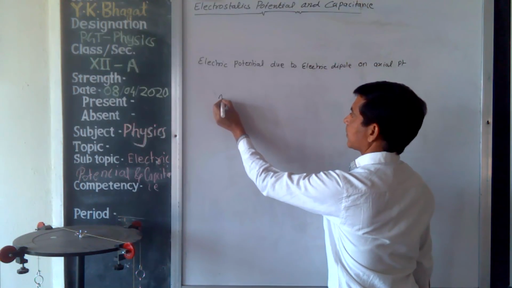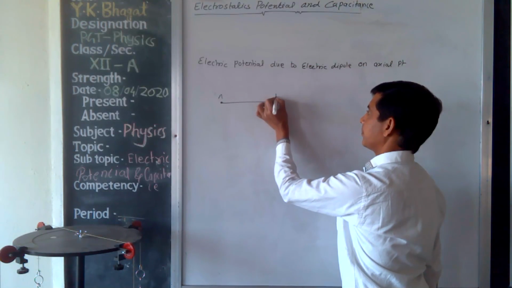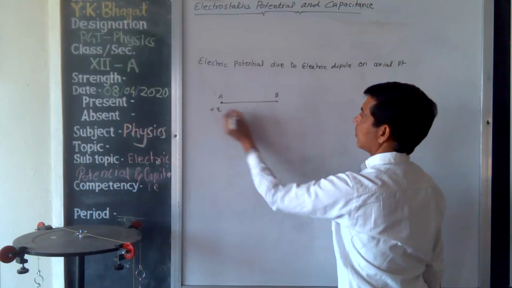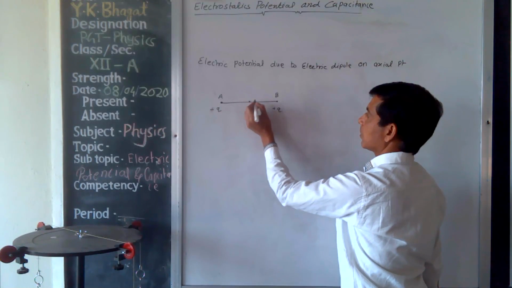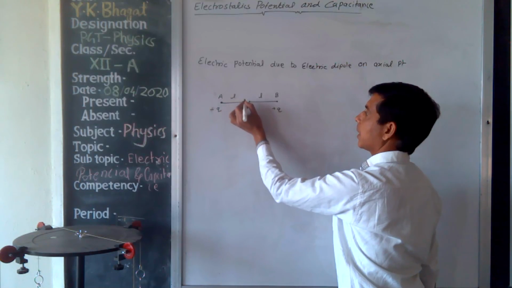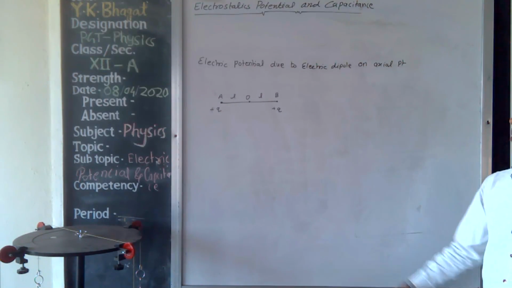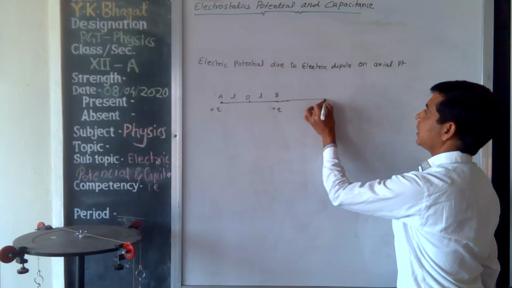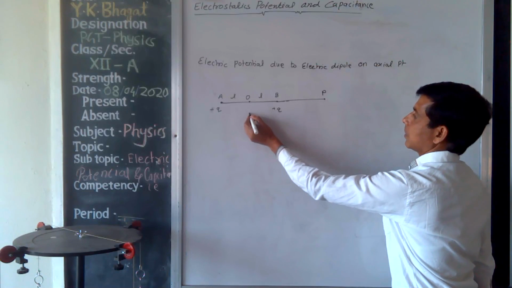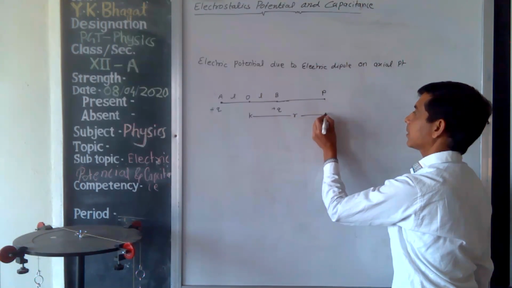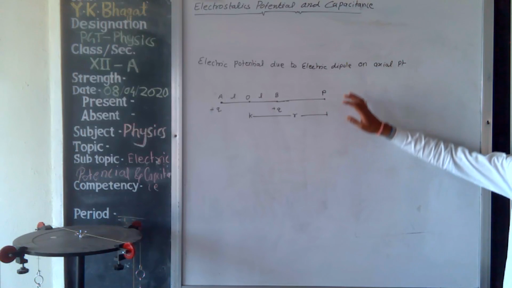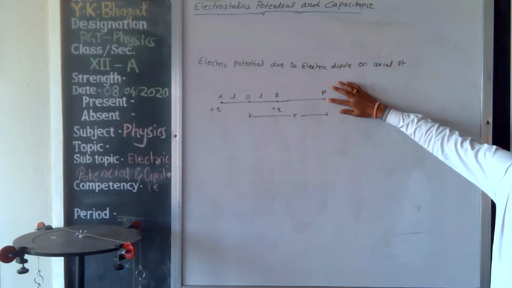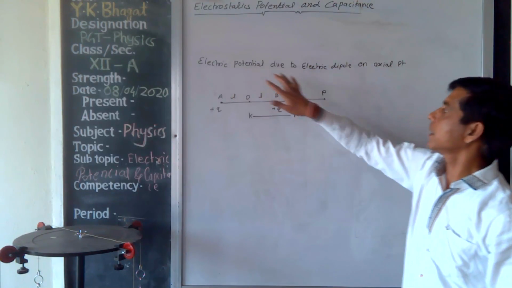Suppose we consider AB is a dipole having charges minus q and plus q, at distance 2L, that means from point O, L and L. Now P is a point at distance r from the center of the dipole, and our target is to find the electric potential at this point.